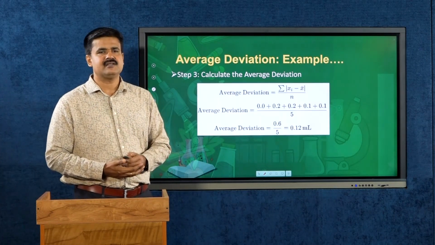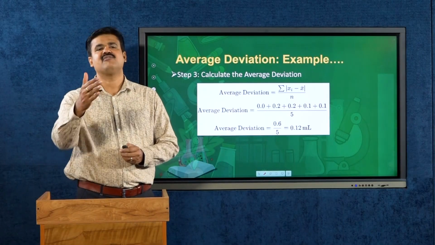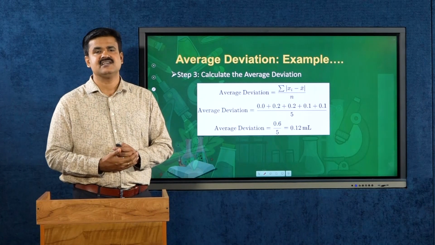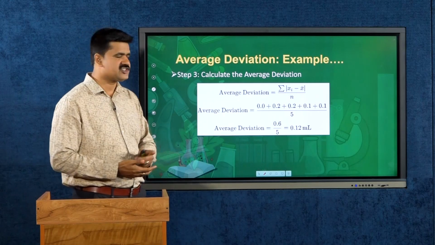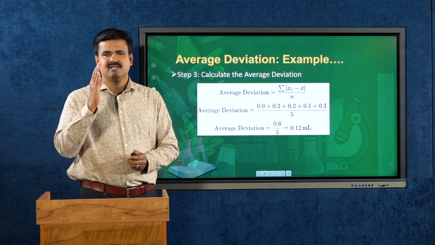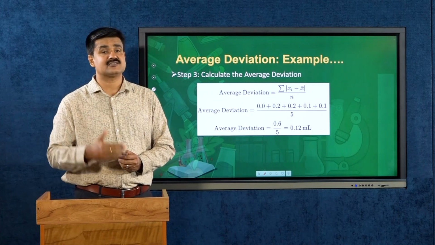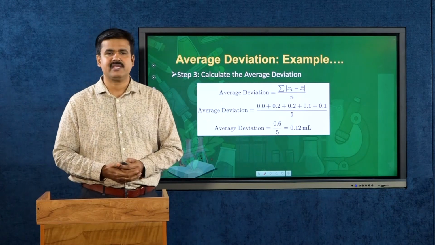The average deviation can be calculated by the expression: average deviation is equal to the sum of modulus of xi minus x bar divided by n. Remember, n is the total number of measurements, that is equal to 5 here. In the previous slide, you got the values of absolute deviations. Sum those absolute deviations and divide by the total number of measurements to get the average deviation. The average deviation is equal to 0.6 divided by 5, and that is equal to 0.12 ml. So the average deviation of these 5 sets of volumes is equal to 0.12 ml.